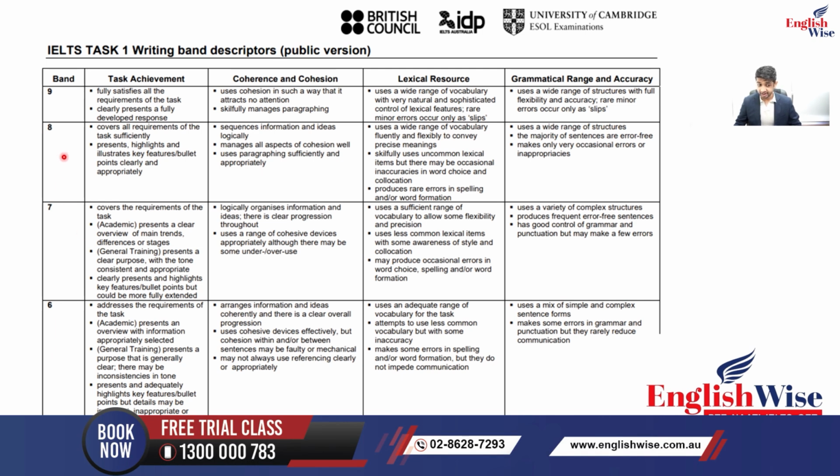To get 7 or 8 band scores in letter question, you need to make sure you cover the requirements of the task sufficiently. The requirements of the task, meaning the 3 sub-questions asked to you in the letter question. You have to provide a response to all 3 sub-questions. For general training, you have to make sure you present your letter with a clear purpose, and the tone of the letter is also consistent with the subject of the letter.